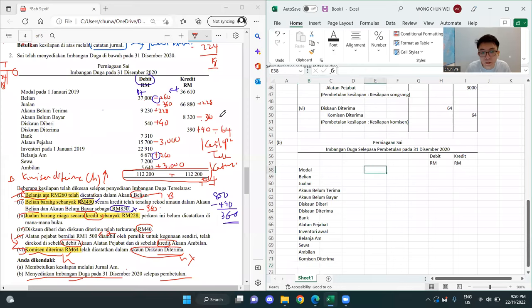So for modal, there is no pembetulan, you just put back 36,610. Then for belian, there is changes. It's 37,000 minus 260. Use a calculator and calculate, you get 36,740. Then your jualan, there's changes also. You're using 6,680 plus 228. And jualan is on the credit side. You just follow back what you see in the question. So account belum bayar got changes also. Pembetulan, you're using, sorry, for your account belum terima, there is another one also. This one, minus 260 and minus 360. Don't forget, 360.